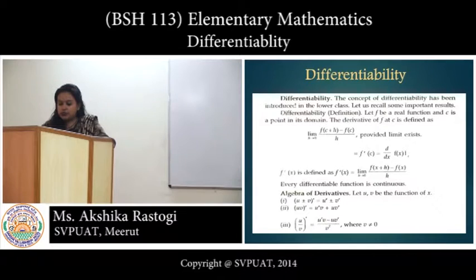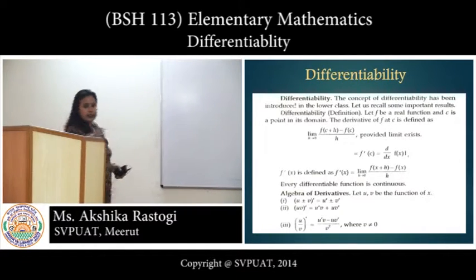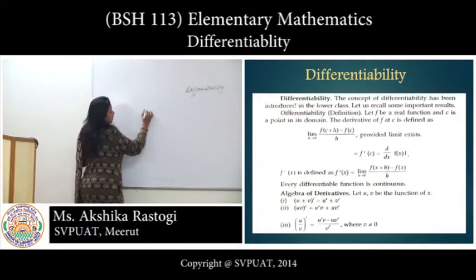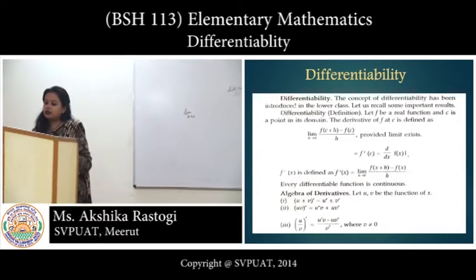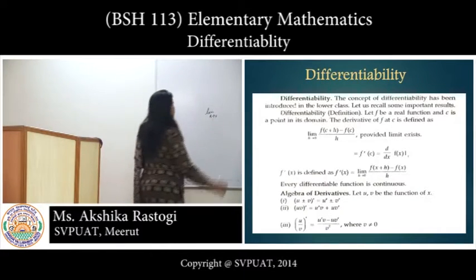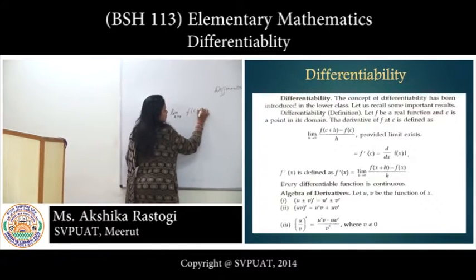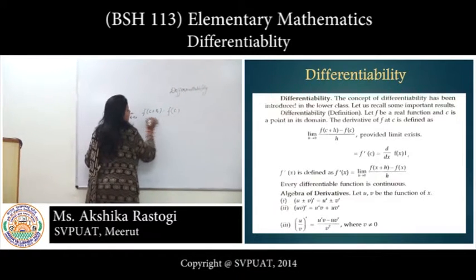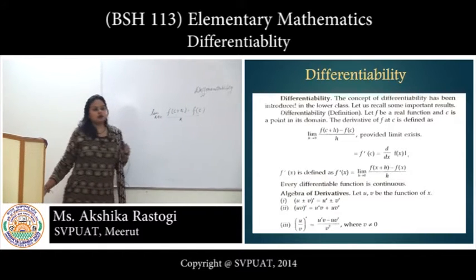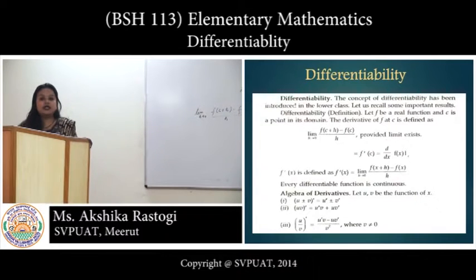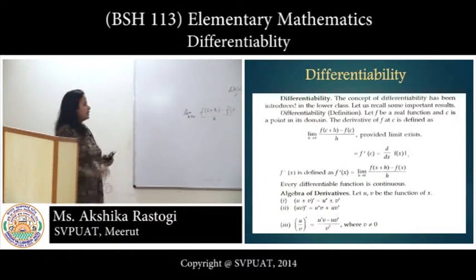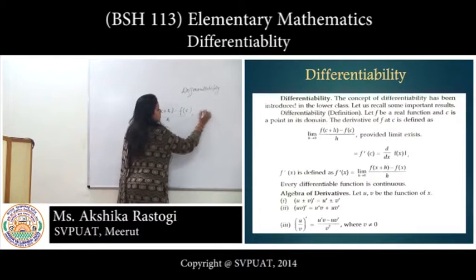Let f be a real function and c is a point in its domain. The derivative of f at c is defined as limit h tends to 0, f(c plus h) minus f(c) upon h, provided the limit exists. It is necessary that the limit should exist. So it is equal to f dash c.